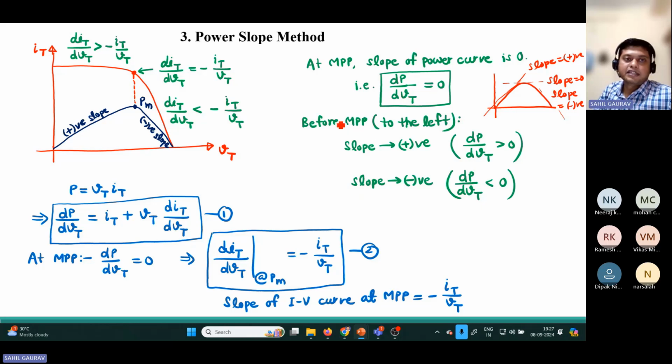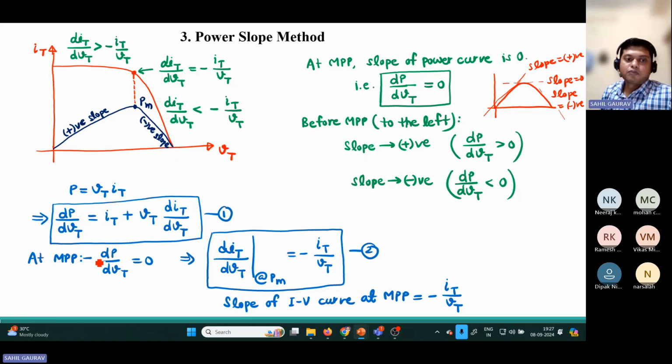Before the maximum power point, that means to the left of MPP, we have a positive slope, that is dP/dV greater than 0. And after this MPP point, the slope is negative, so dP/dV less than 0. Now let us write the power equation. Power will be V into I, and let us take the derivative with respect to voltage. So you will get I plus V into dI/dV. This is the first equation.